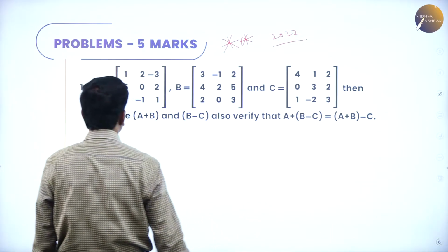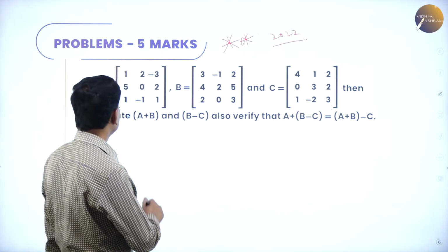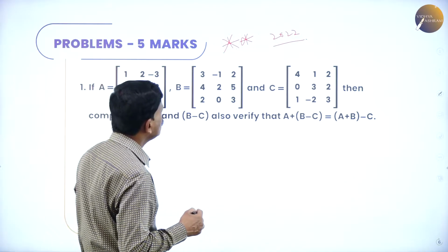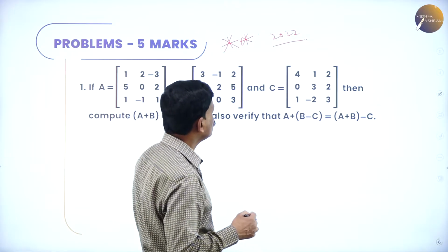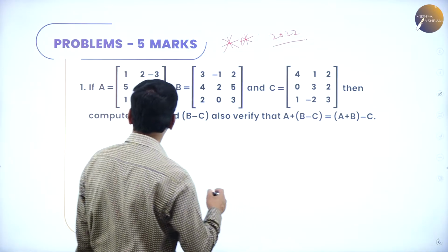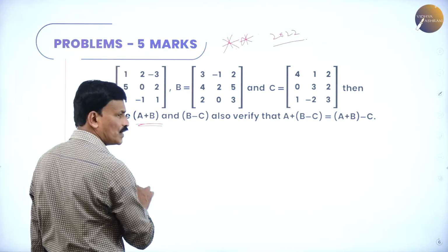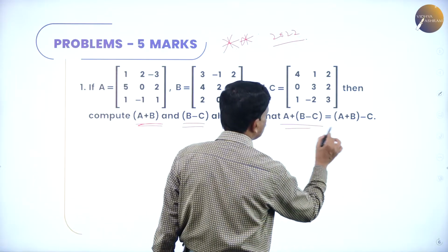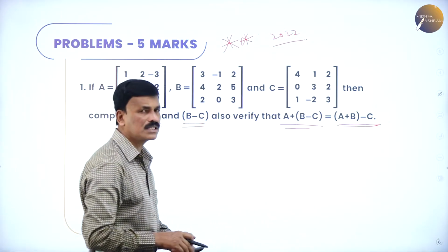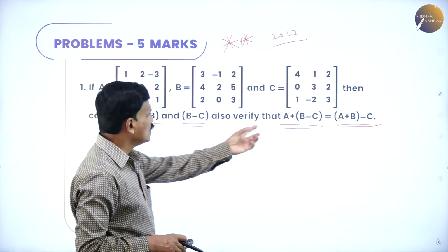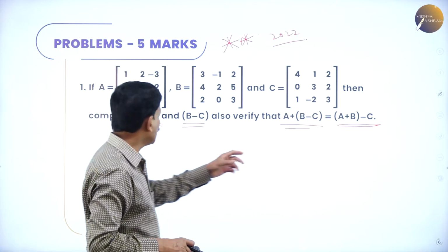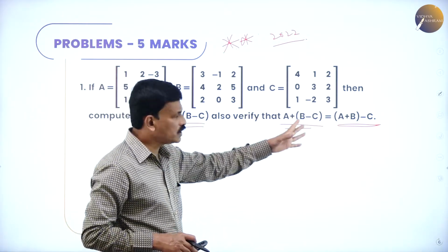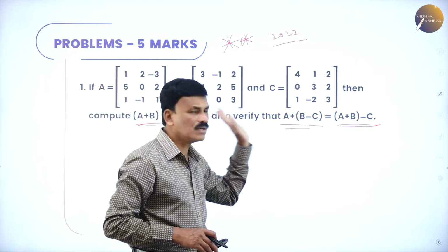Now if A is equal to 1, 2, minus 3, 5, 0, 2, 1, minus 1, 1, B is 3, minus 1, 2, 4, 2, 5, 2, 0, 3, and C is equal to 4, 1, 2, 0, 3, 2, 1, minus 2, and 3. Then compute. Compute means first find A plus B, B minus C. Also verify A plus (B minus C) is equal to (A plus B) minus C. Once you know A plus B, you can get the right hand side easily, and if you know B minus C, you will get the left hand side. So to solve this, we have to find A plus B as well as B minus C.